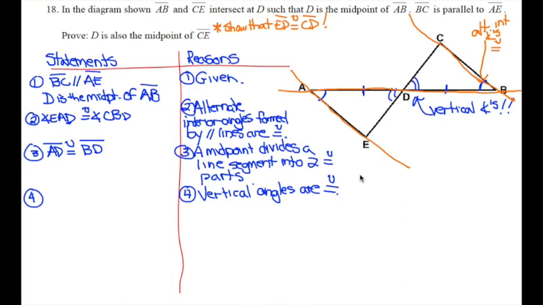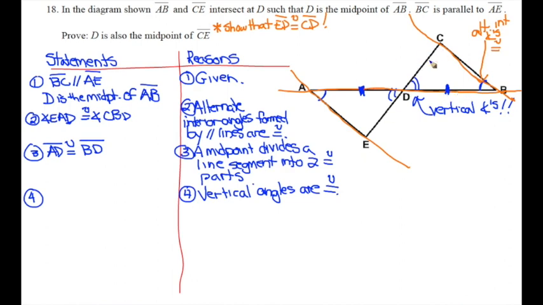Problem 18 shows us a diagram again with parallel lines. So you can see these are really popular questions. And we have two line segments, AB, which goes left to right, and CE. They're both intersecting here at point D. And D is the midpoint of AB. So I already am marking this, and my reason behind that is definition of midpoint. Midpoint divides a line segment into congruent parts.